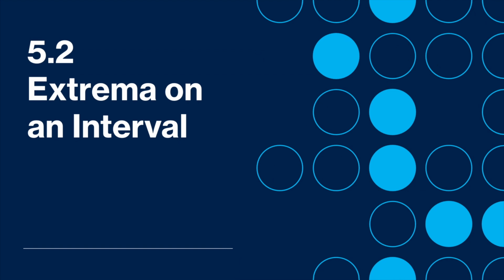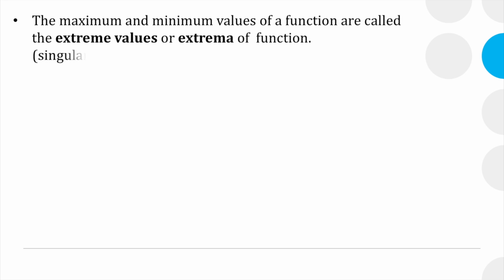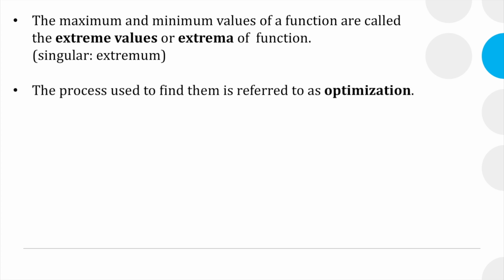Hey there! We are continuing our study of derivatives by talking about extrema on an interval. Our learning objective today is to use graphs and derivatives to find local and absolute maximums and minimums of a function. The maximum and minimum values of a function are called the extreme values or extrema of a function, and the process used to find them is referred to as optimization.